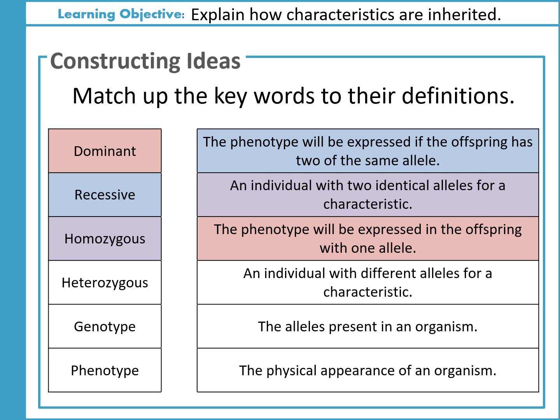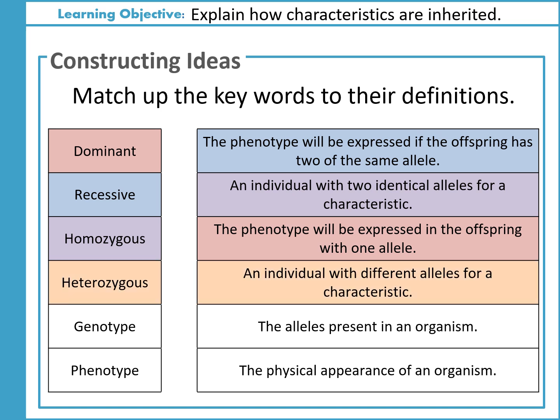Homozygous means that you have inherited two identical alleles from your parents. So for instance, blue eye colour, you must have inherited a blue eye colour gene from your father and a blue eye colour gene from your mother. So you are homozygous, homo meaning the same.